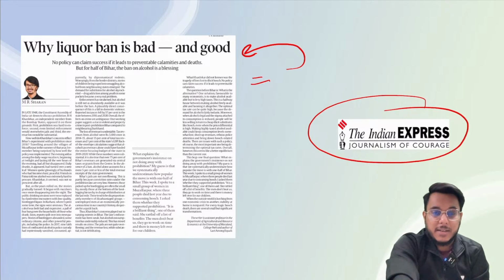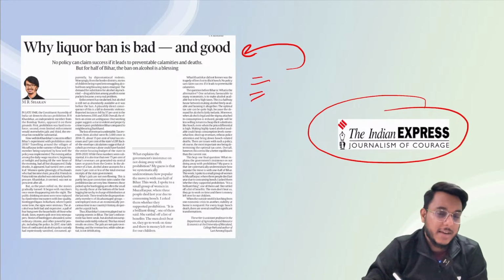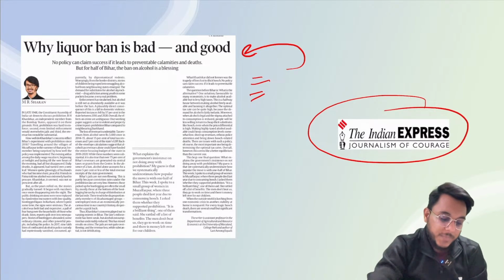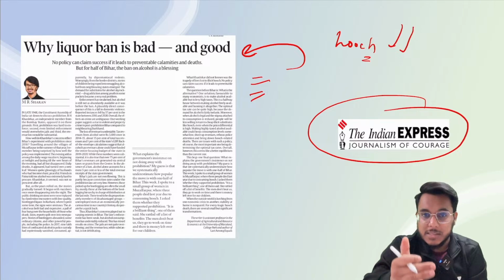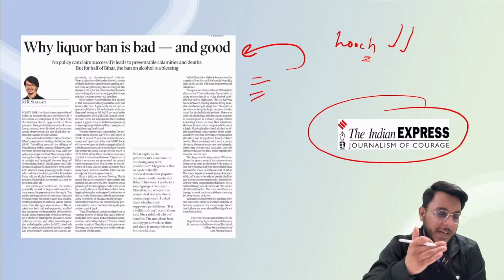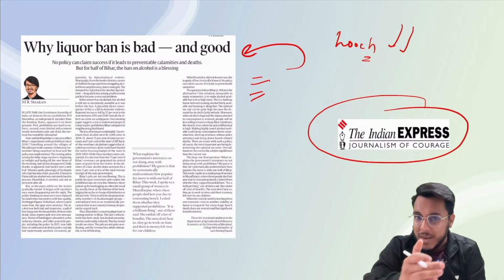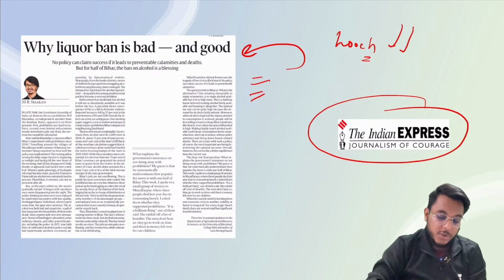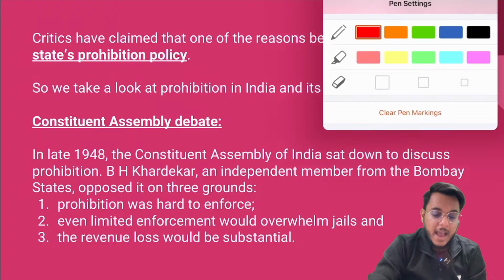We see that a few days back there was a huge tragedy that happened in Bihar. Spurious, adulterated, inferior quality liquor was consumed by the people, and after consuming this spurious liquor, many people died, many people became severely ill. So this huge tragedy from consuming spurious liquor has happened.